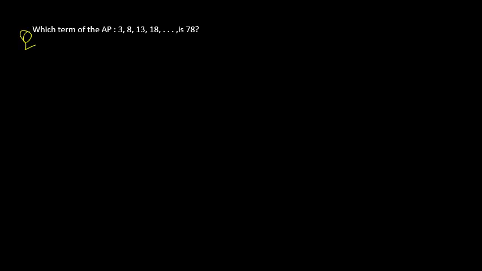Here the question is saying which term of this AP is 78. So that means you have to find out n. N is basically the term. What is given to you? A, that means the first term. D, the common difference. How can you find out the common difference? Second minus first term, that means 8 minus 3, that is 5.